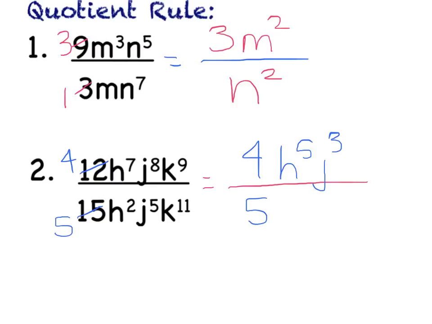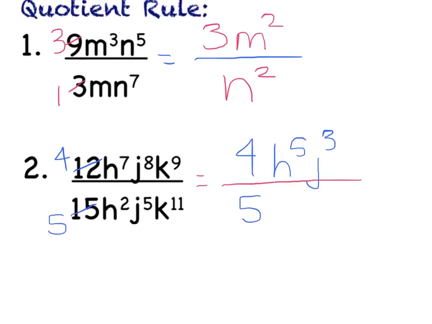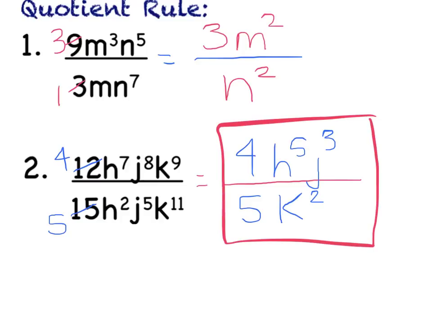Okay, now I'm going to look at my k's, excuse me. I have k to the 9th divided by k to the 11th. When I subtract, I'm going to get k to the power of 2. But in this case, I'm going to put my 2 k's, or my k squared, on the bottom in my denominator because there's more k's in the denominator than there are in the numerator. So my final answers are going to look like this. So here's my answer for the second one. 4h to the 5th, j to the 3rd over 5k squared. And my answer to the first one was 3m squared over n squared.